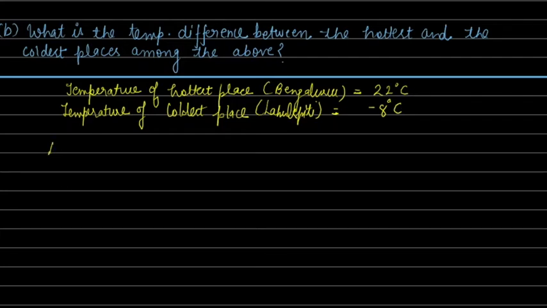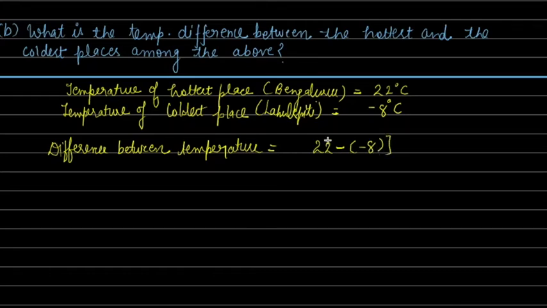So we have first written the temperature for hottest and coldest. Now we have to calculate the difference between the temperatures. How do we calculate the difference? 22 is bigger than minus 8, so we will subtract. 22 minus, and the other number we will always take along with the sign, degrees Celsius. Now if you open the bracket, minus and minus in multiplication becomes plus. So this will be 22 plus 8 degrees Celsius, which gives you 30 degrees Celsius. It means the temperature difference between the hottest and coldest place is 30 degrees Celsius.